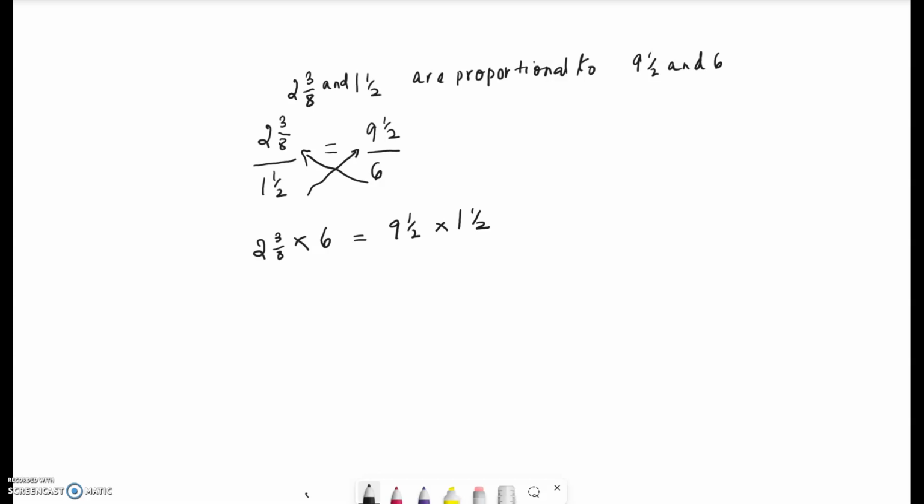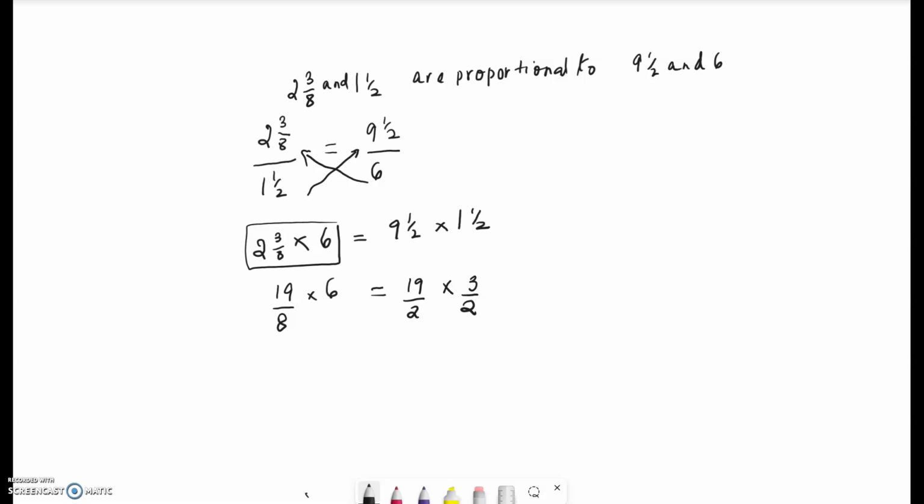Simplify both sides. So the way we multiply mixed numbers is by converting the mixed numbers to improper fractions. 8 times 2 is 16, 16 plus 3, 19 over 8 times 6. And we're going to just put an equal to here. We don't know, we're going to check. So that's 19 over 2. 9 2s are 18 plus 1, 19 over 2 times 3 over 2.